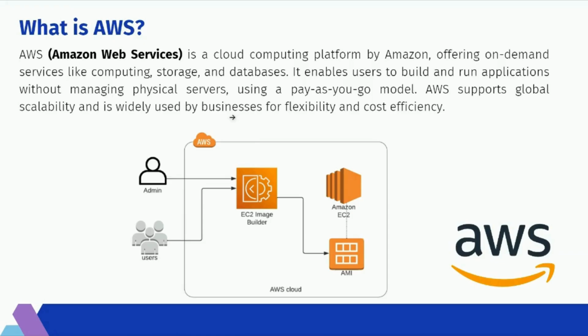So you can see on the image attached, the AWS has admin, user, and EC2 Image Builder. On EC2 Image Builder, you can see here some templates, and you can install here what is needed for AWS. And then they have Amazon EC2 and then AMI. That's the chart of AWS. Next.